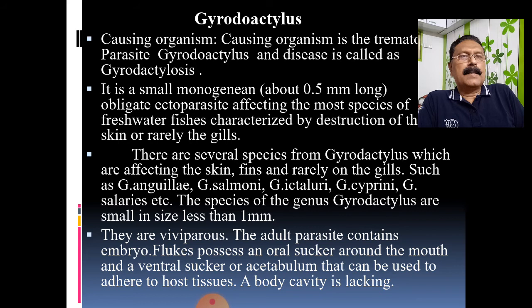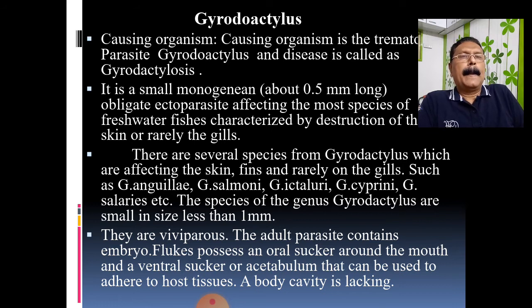But here it is not a gill fluke. This Gyrodactylus very rarely affects the gill, but generally it affects the open general body surface of the host animal, the host fish. So this is a major difference. Keep that in mind.